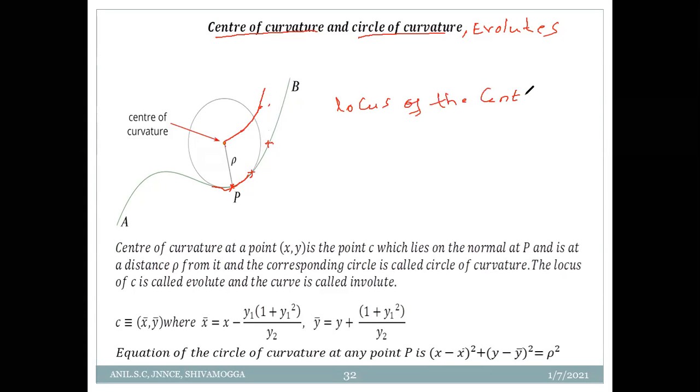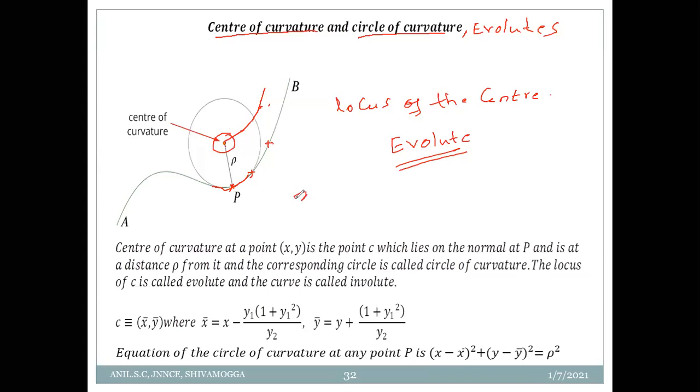Similarly, you can construct infinite number of circles here. There will be infinite number of centers, and all the centers are joined by a curve. That curve corresponds to a moving point called the center of curvature, and the locus of this center of curvature, locus meaning the path traced by the moving point under certain conditions, is called the evolute.